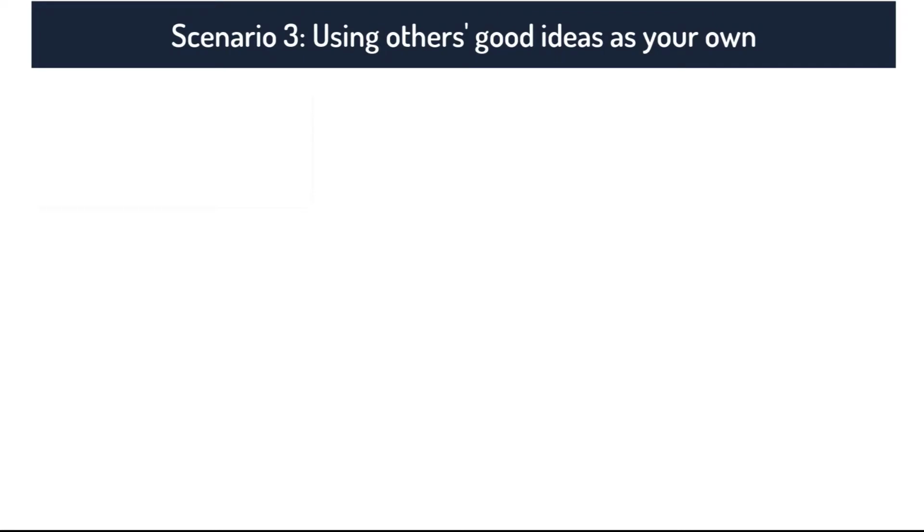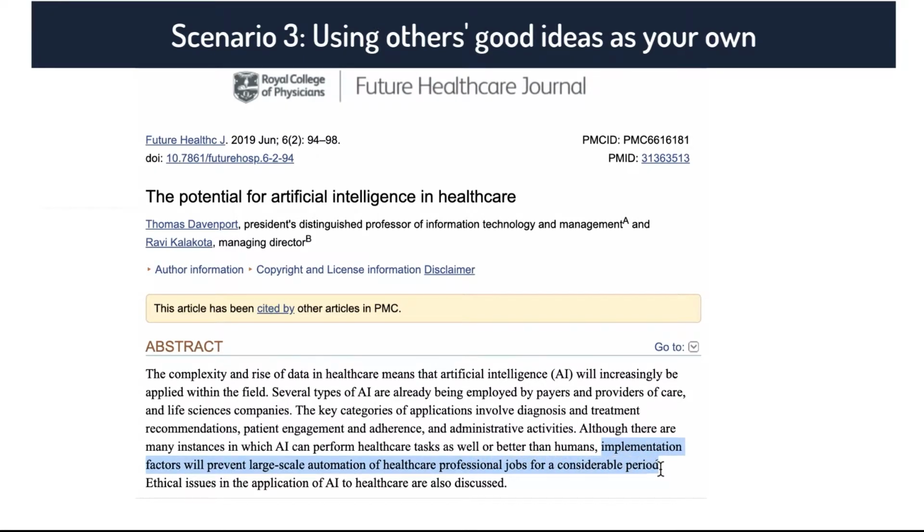Scenario 3. Factors prevent large-scale automation for a considerable period. What smart-sounding sentence? Gonna use it. Professor will think I'm so smart.